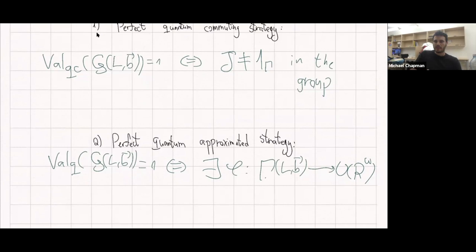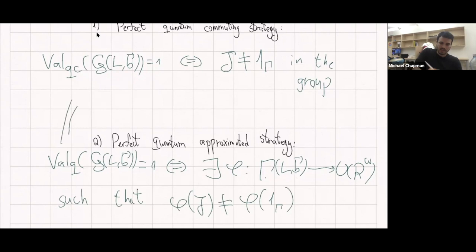I'm just claiming that there is some unitary representation in the ultra product of the hyperfinite II_1 factor of this group that separates J and one, such that phi of J is not phi of one. Clearly, if the homomorphism separates J and one, specifically, they are not the same element in the group, right? So clearly, this thing implies this thing. This is just a good sanity check.